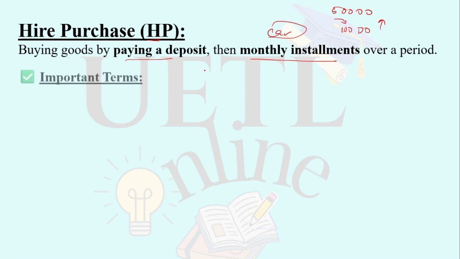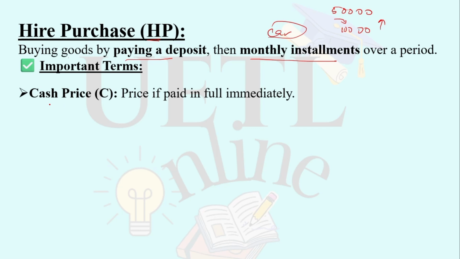The important terms we have to remember in this, the first thing is the cash price. This is the price paid if you pay this money immediately. Let's say in this case the car costs 50,000. This is what we call the cash price. It is the price you are going to pay if you pay immediately without paying installments.